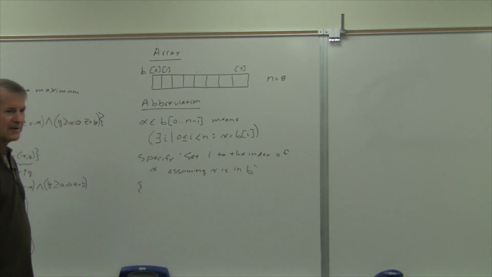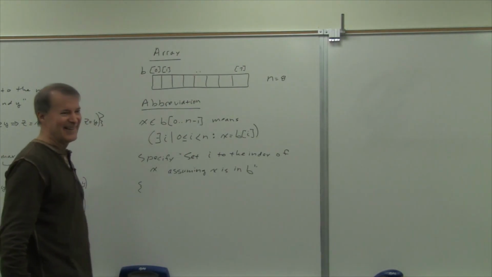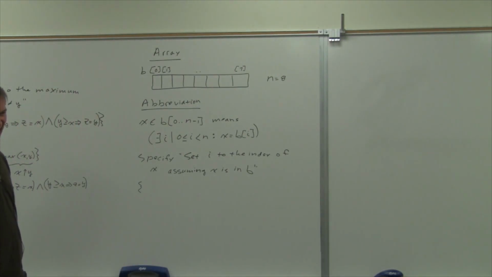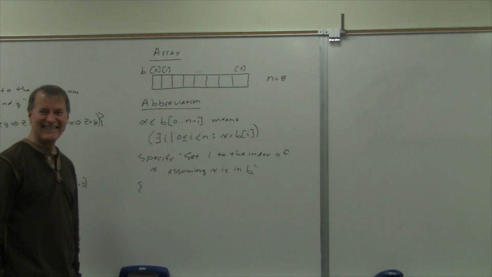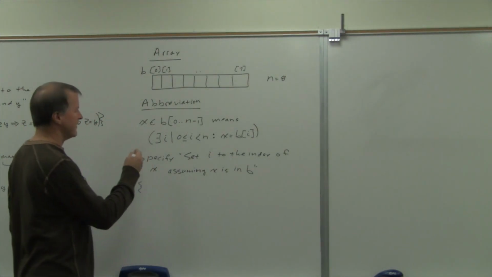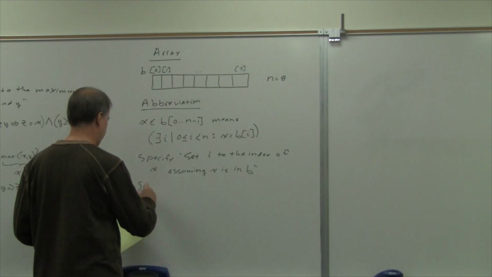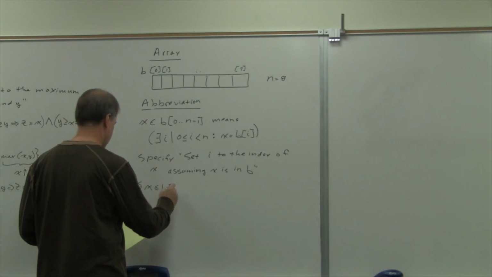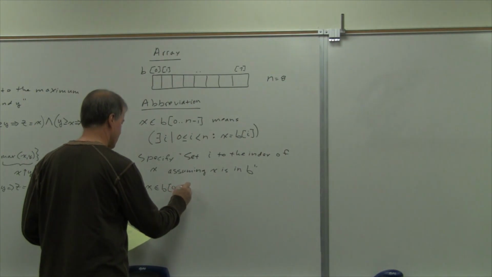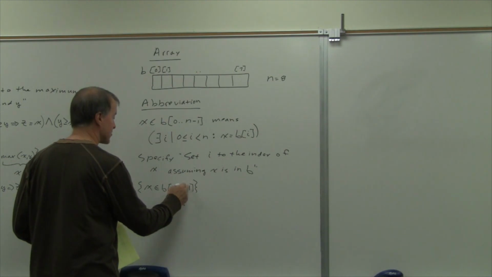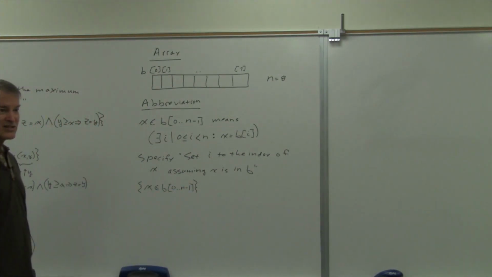True. No, not true. False. x is an element of B. Oh, we need a rich variable. We need to use that quantification. Touché. But we can use the abbreviation. So what do we say? x is an element of B, 0 dot dot n minus 1. Oh, I thought we were assuming that. Well, but whenever you say assuming that, that's the whole point of a precondition. I think if it was outside of the quotes, you'd be okay.